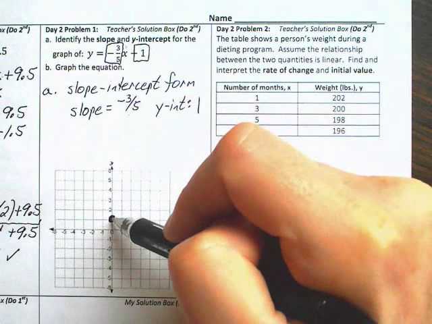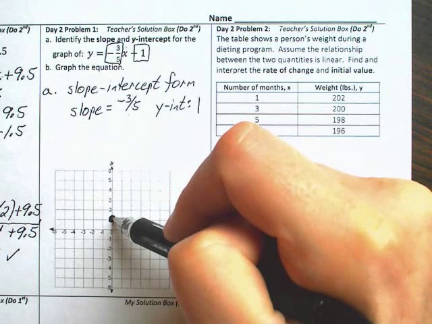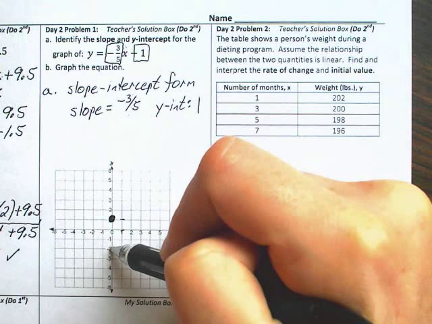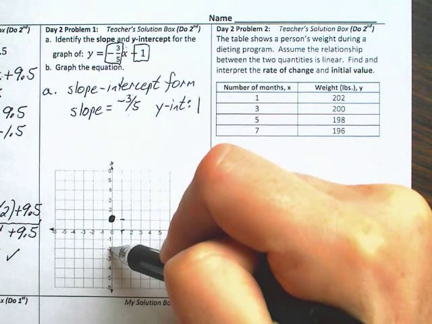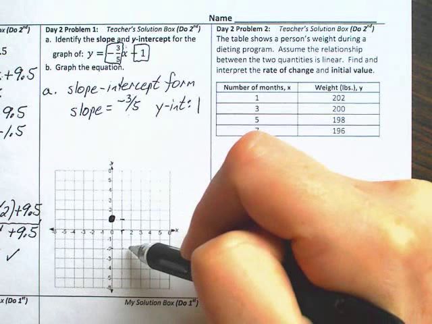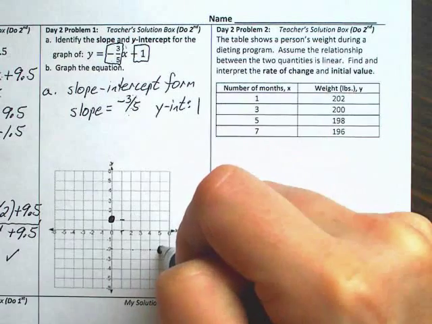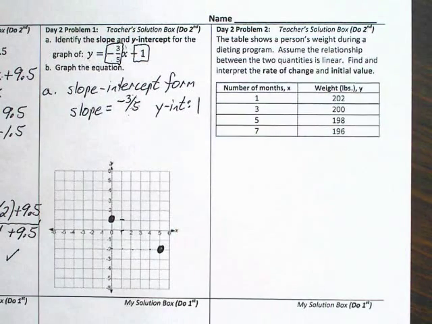And so from the dot we've already found, let's decrease the y value by 3, 1, 2, 3, and increase the x value by 5, 1, 2, 3, 4, 5. Here is another dot on the diagonal line.